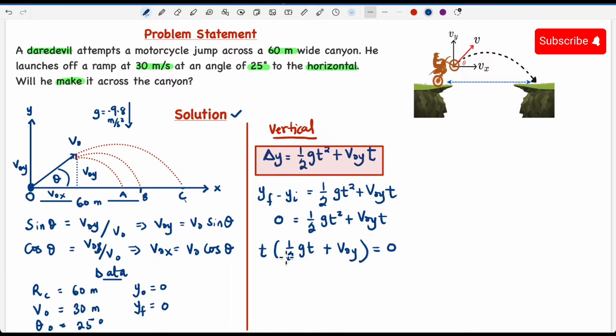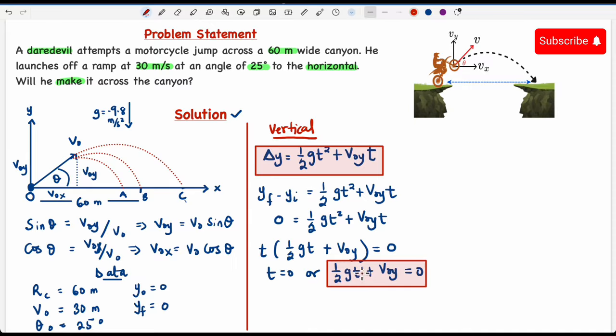So we have two solutions here. The solution is going to be either t equals 0 or 1/2 gt plus v naught y equals 0. So the t equals 0 is just at time equals 0, so the object is going to be here. This is not actually useful to us at this point because we already know at time 0 the object is at the origin. However, the second part of this equation is important to us because we are going to use it to find the time it took this daredevil to land on the other side. And with that, we can determine if he can make it across the canyon or not.